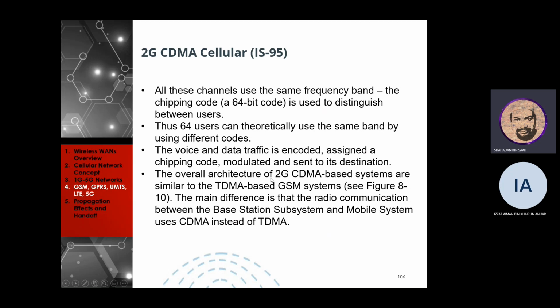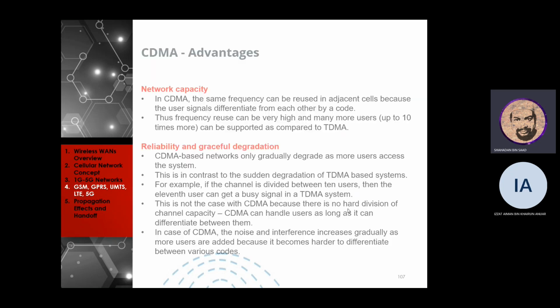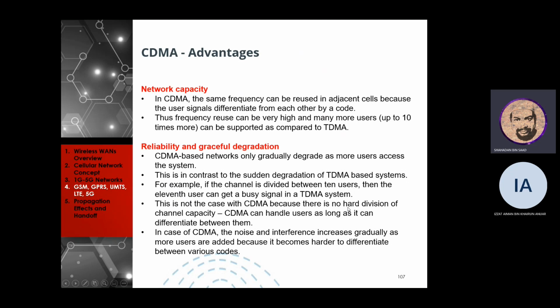So the overall architecture of a 2G CDMA based system is similar to the TDMA based GSM system. The main difference is that the radio communication between the base station subsystem and mobile station uses CDMA instead of TDMA. Ada figure 8.10. Tak ada, tak keluar sini.